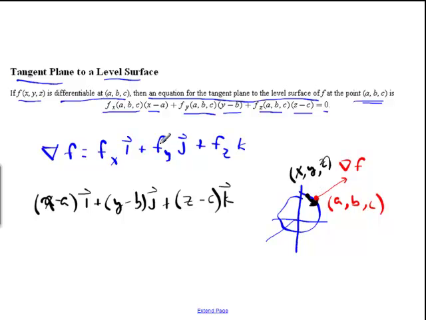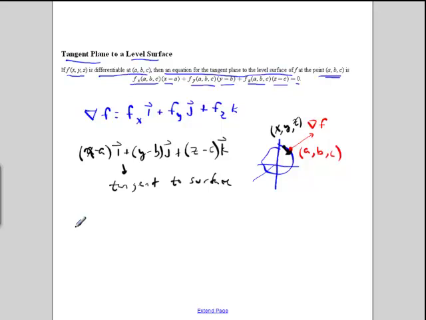So this vector here is tangent to the surface. Therefore, if we were to dot these, and let's call this T for tangent vector, if we were to dot the gradient vector times our tangent vector, this is going to equal 0. So therefore, when we dot it, this is the equation that we get. That's the dot product of the two, and it's set equal to 0.